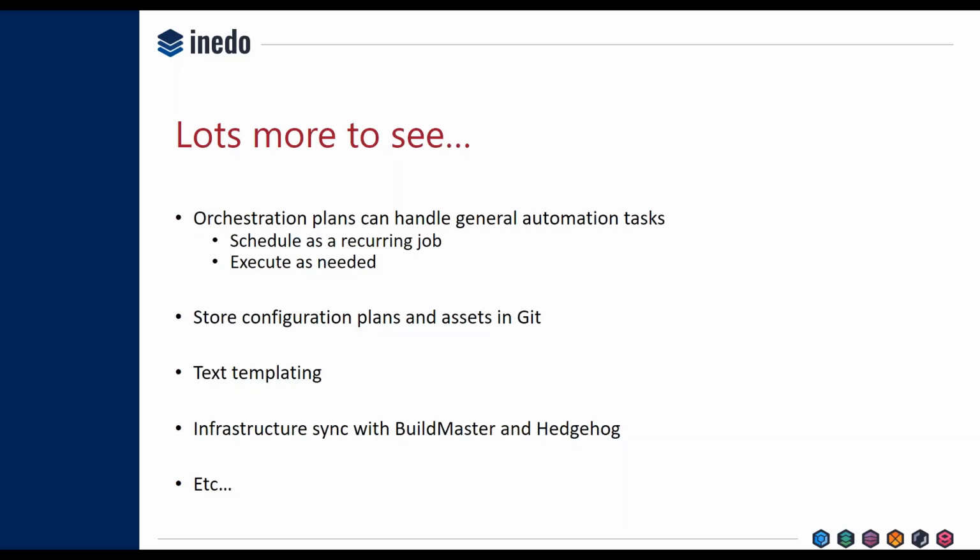We have text templating. That's a pretty powerful way to transform assets and transform files. And like I mentioned earlier, infrastructure sync with Buildmaster and Hedgehog will let you make sure that the servers that you provision with Otter, you'll easily be able to deploy to in Buildmaster. The roles, environments, and server names are all going to be consistent across the board.